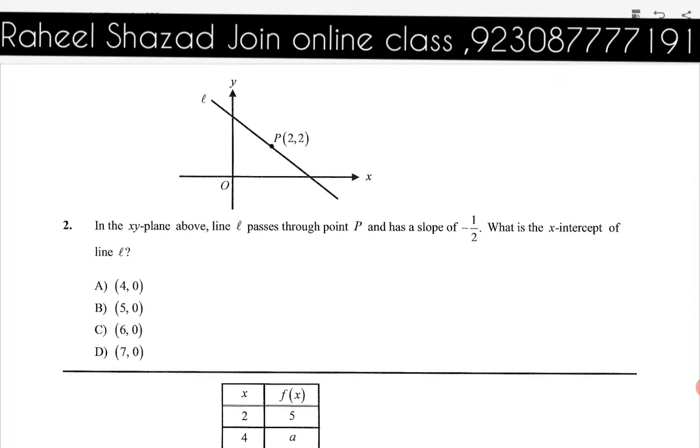Okay, here is a question. In this question we have, in the xy plane, a line L that passes through the point 2, 2 and has a slope of minus 1 divided by 2. What is the x-intercept of the line?